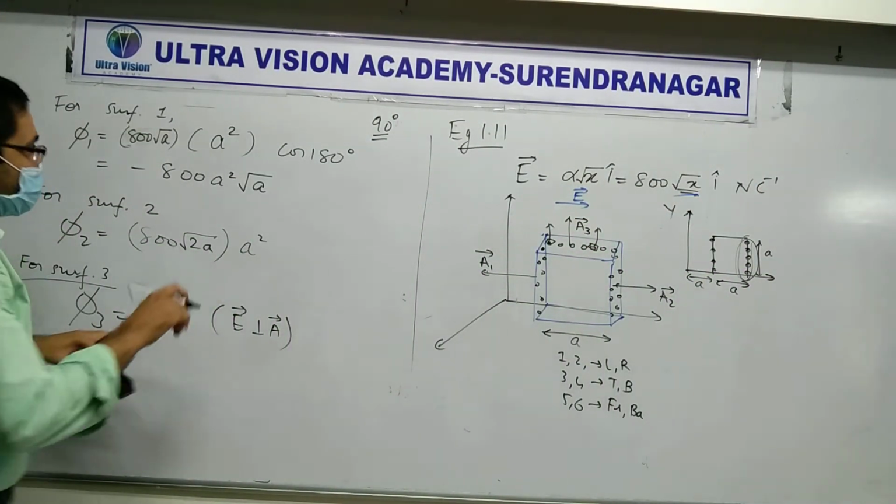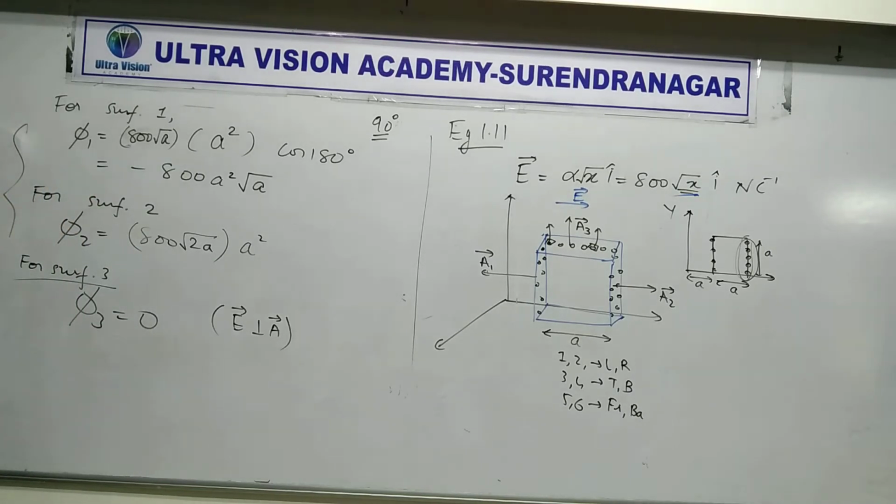Charge within the cube. Okay, so if you find the total flux, then can you find charge within? Within means inside. How to do that? Flux is available. This is a closed surface, yes or no? Then for a closed surface, how can you find charge within the cube? By using Gauss's law, isn't it? Sigma q enclosed upon epsilon naught. Clear or not? Yes.